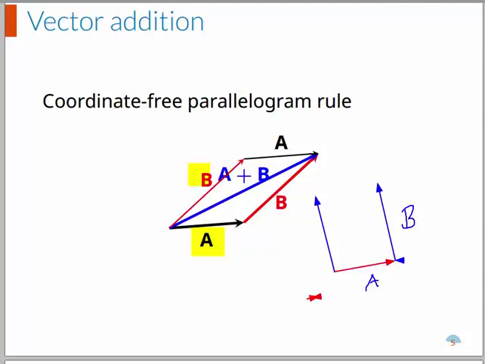Now to add them, I connect the tail, the terminal end of A, with the tip of B. So that gives me this green vector, which is A plus B. So that's how to add vectors without a coordinate system.